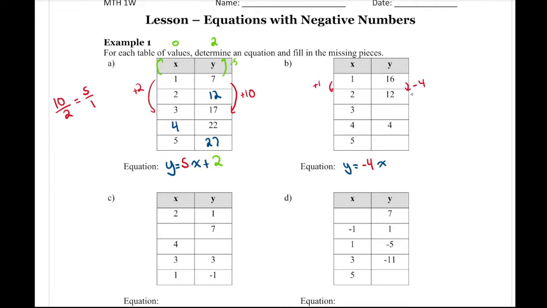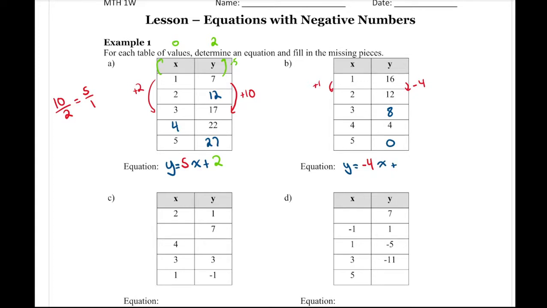So 16 minus 4 is 12. 12 minus 4 is 8. 8 minus 4 is 4. 4 minus 4 is 0. We now need to figure out what our b value is. So what are we adding here?